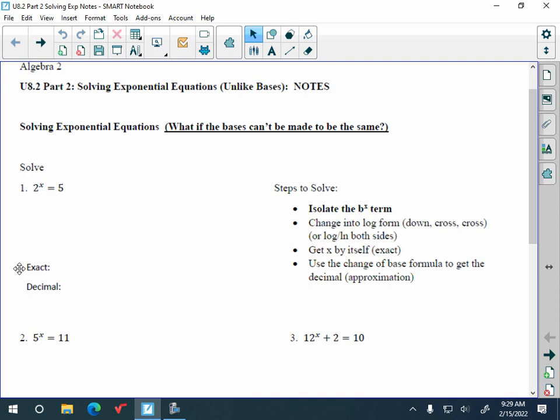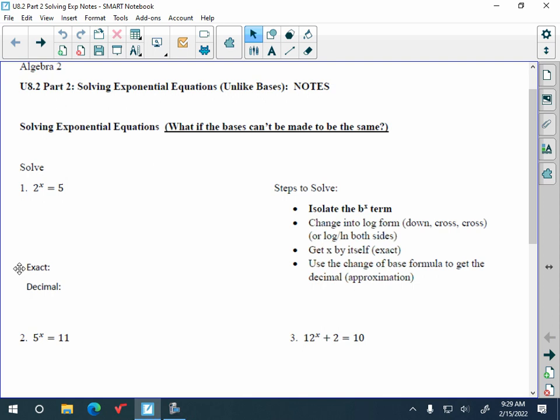All right, so here are the steps that we're going to use to solve it. If you can't get the bases the same, this is the technique we're going to use. If you can get the bases the same, then use the technique that we used yesterday. The first step, always try to isolate that b to the x term, the base to the exponent. If there's a number being multiplied in front, or added or subtracted at the end, not up in the exponent, you have to move all that stuff over to the other side. That's step 1.